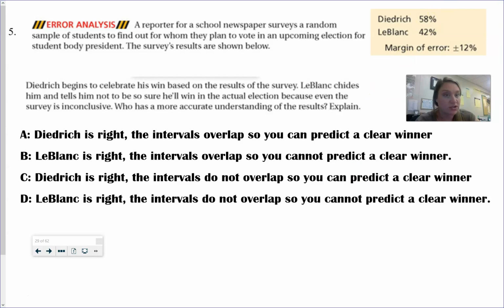We have our results right here. We have Diedrich, 58%, LeBlanc, 42%. There's a margin of error of 12% for this one. That's really high. So Diedrich begins to celebrate his win because 58 is higher than 42, right? LeBlanc kind of chides him and tells him not to be so sure that he's going to win because the survey is inconclusive, right? So who was correct? Is Diedrich right to celebrate, or is LeBlanc right to tell him that the survey is inconclusive? All right. So I want you to pause, figure out who's right and why they are right. All right. Go ahead and pause that video.